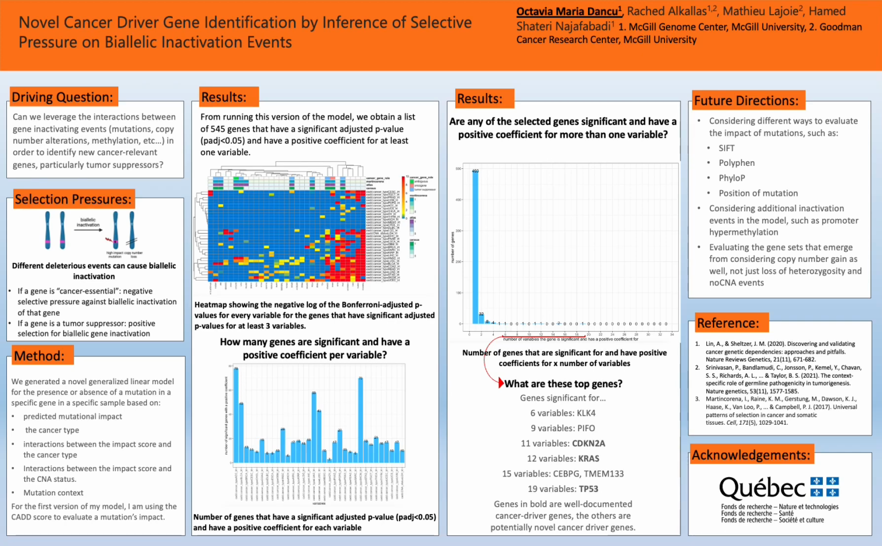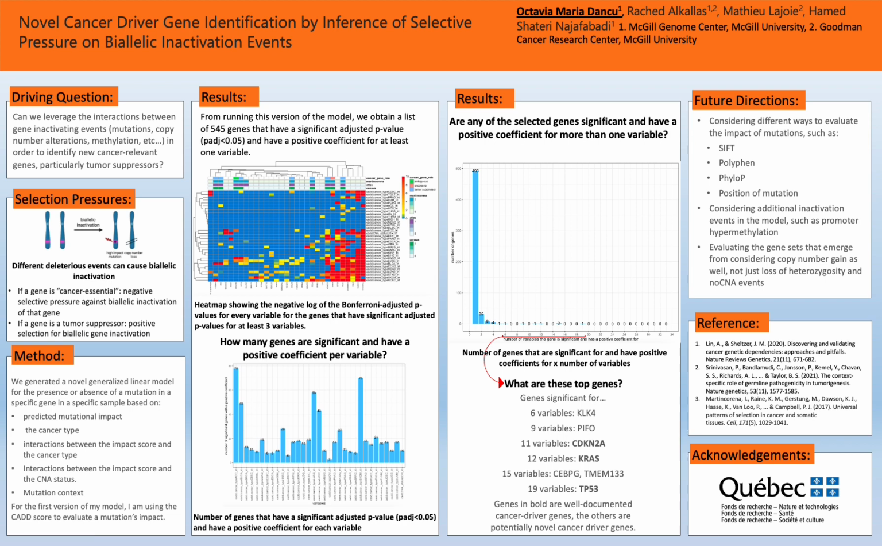My name is Octavia, and today I'm going to be presenting my work entitled Novel Cancer Driver Gene Identification by Inference of Selective Pressure on Biallelic Inactivation Events. Identifying cancer driver genes is an ongoing challenge in cancer research. The identification of previously unknown cancer driver genes is critical for both advancing our understanding of the underlying cellular processes driving oncogenesis and for improving our cancer treatment strategies.